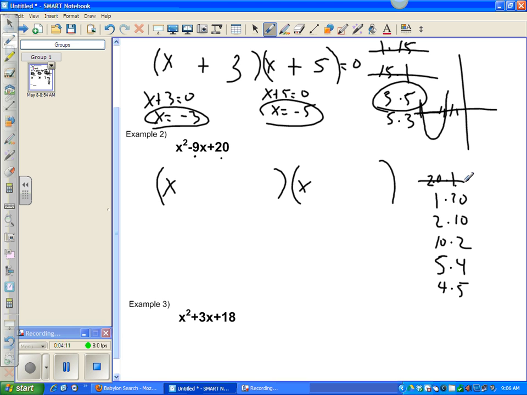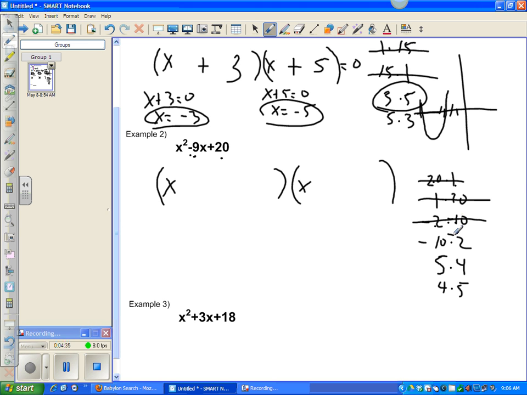No negatives are going to equal that. 1 times 20? No, it's not going to work. Let's go negative 2, and remember, if this is negative, this can make a difference. Negative 2 and a negative 10. Negative 2 times negative 10 is positive 20. That's correct. Is negative 2 plus a negative 10 negative 9? No, it is not. Can't be that one.